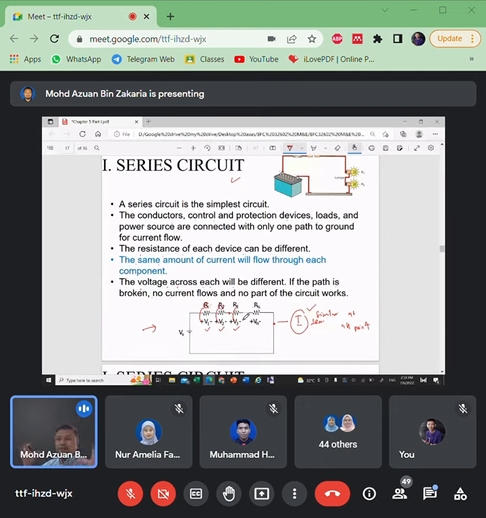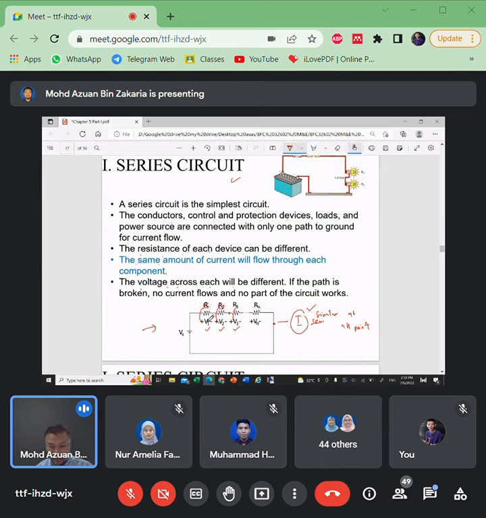Right, that's one you need to understand. Try to understand in maybe 2 minutes. Okay, look at this slide, read, and try to get the information. Again, in series circuit, resistance of each device can be different. R value can be any, and the voltage will reflect the value of R.